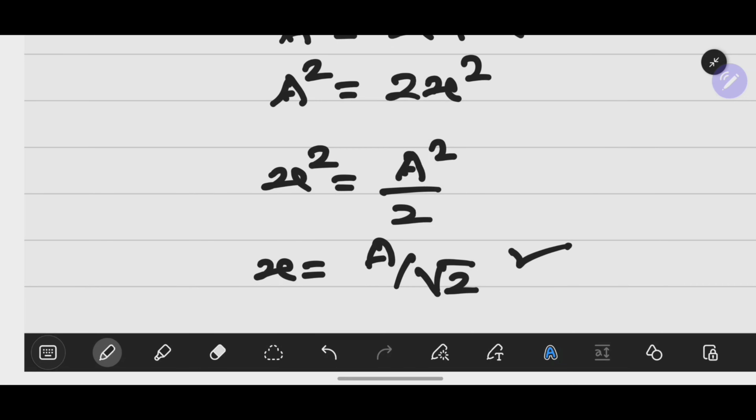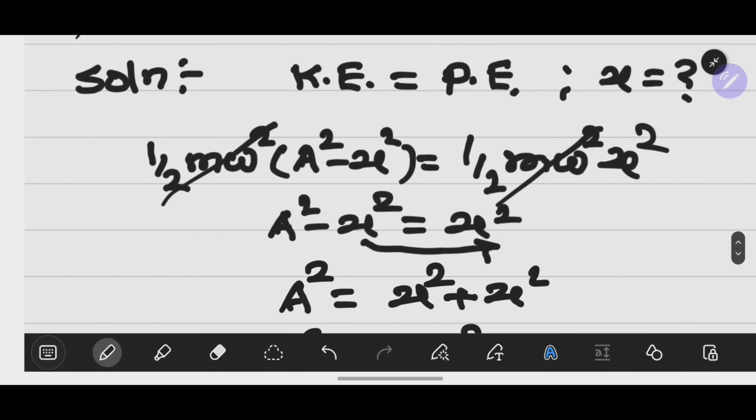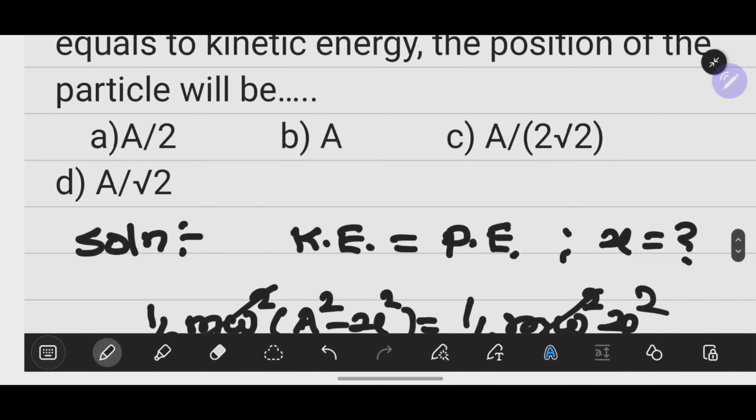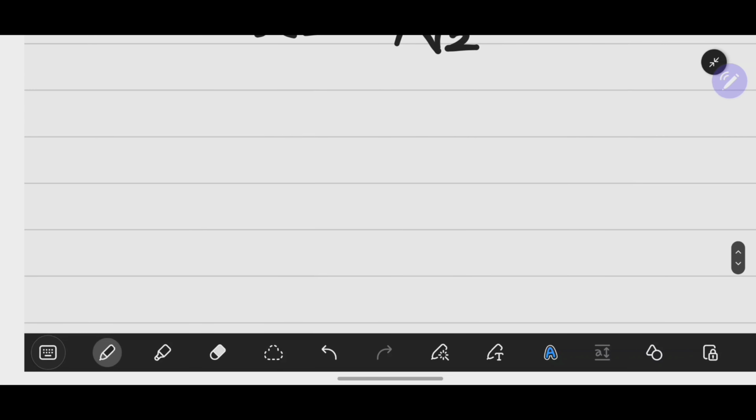So which option is correct, that we will decide. Here it is the last option, D option, that is correct. Here we say a upon under root of 2. This option is correct.